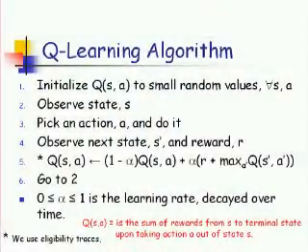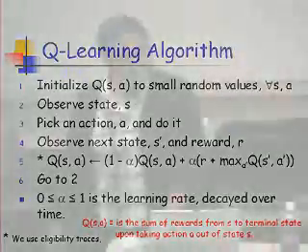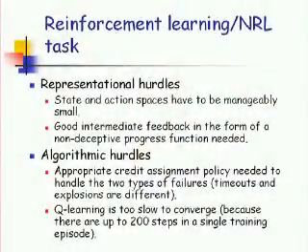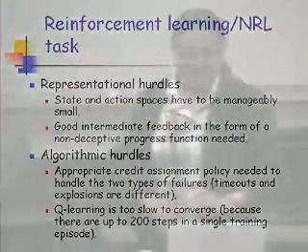Clearly, they were abstracting the state space in some unknown way in order to manage the complexity. Finally, we did get machines to learn, and I'll show you how we did that. I'm not going to spend time on the Q-learning algorithm, but that's the algorithm we used. There were lots of hurdles. State and action spaces had to be manageably small. You need good intermediate feedback in the form of a non-deceptive progress function.